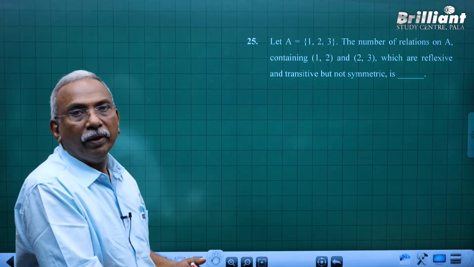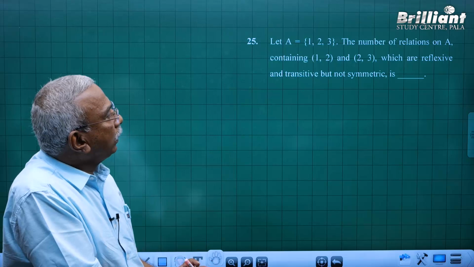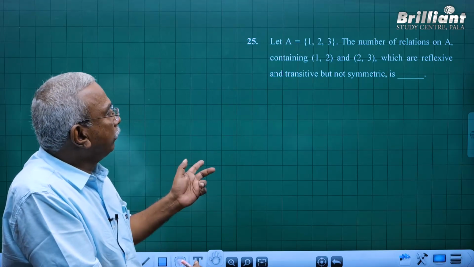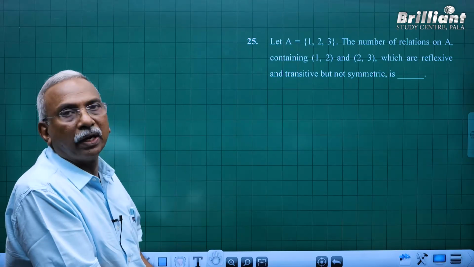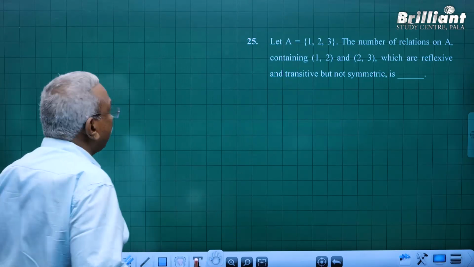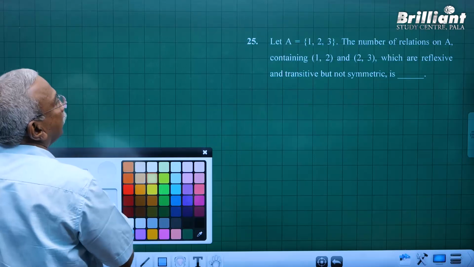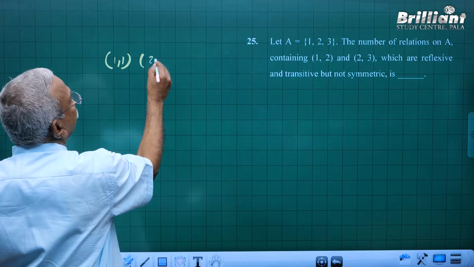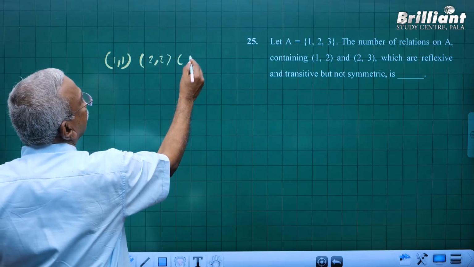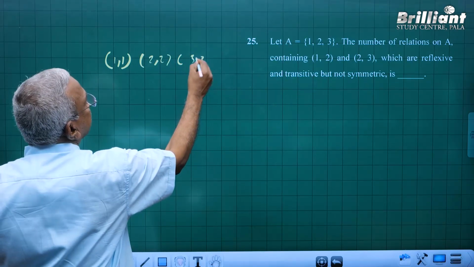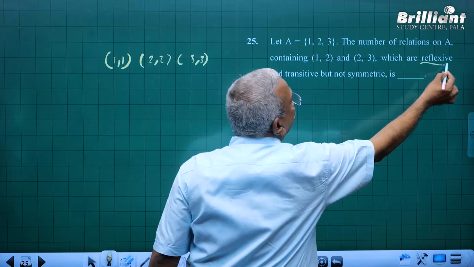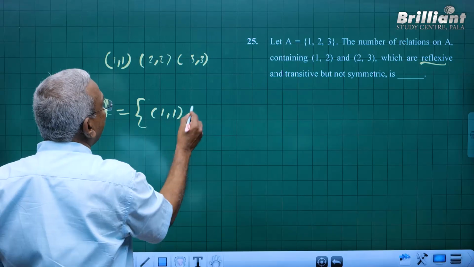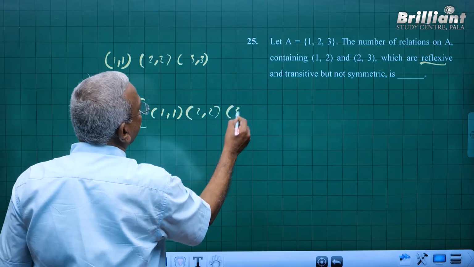Yes. Now question number 25. Let A be equal to {1, 2, 3}. The number of relations on A containing (1, 2) and (2, 3), which are reflexive and transitive but not symmetric. You can see for reflexiveness we need (1, 1), (2, 2) and (3, 3) should be inside them. Then only it is reflexive. So your relation should contain these 3 elements (1, 1), (2, 2) and (3, 3).